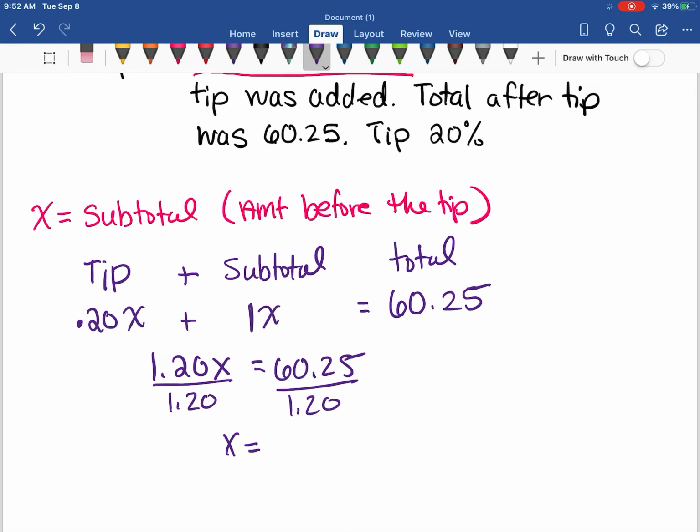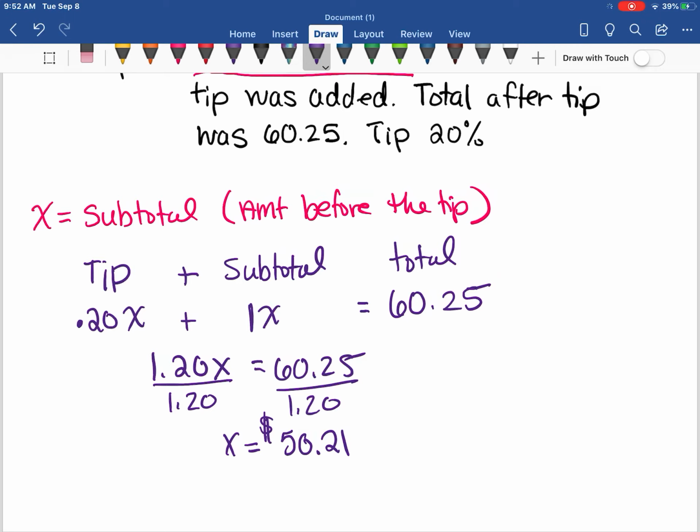When I do that, I get 60.25, and I divide by 1.20, and I get 50. If we round to two places, because we're talking about dollars and cents, we're going to get $50.21. So if you want to check it, you can take 20% of 50.21, that's your subtotal before the tip.